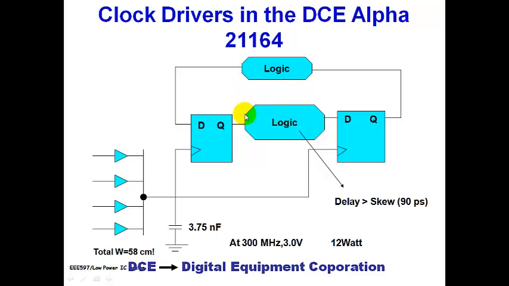Imagine how much power we are actually spending in the clock circuitry. A typical set of processors we have taken in the book, the same example, though it is 10 years old, will give you the necessary idea. It is the DEC Alpha 21164 processor from Digital Equipment Corporation, and the clock drivers they used, the structure, that is what you are seeing now.